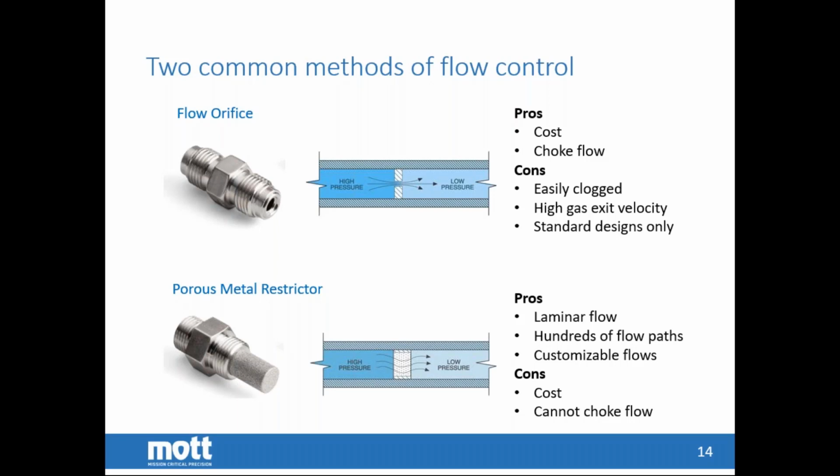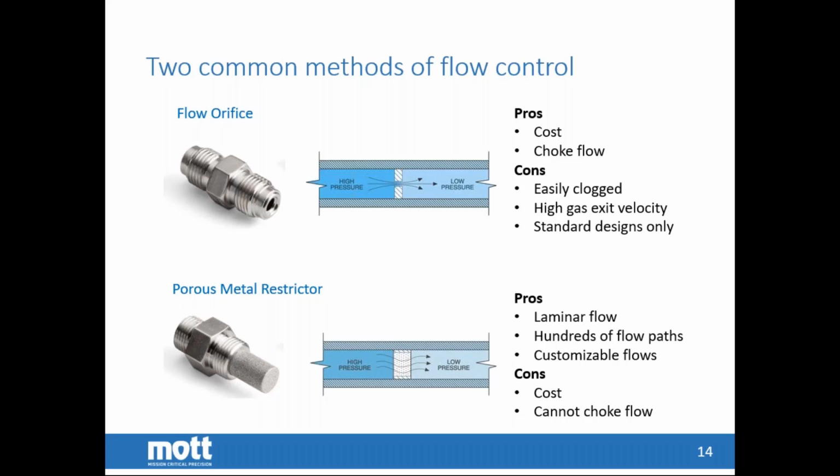An orifice is really a hole, and the gas is passing through a hole. One of the negatives of an orifice is that if you have something in the gas stream and it plugs that hole, you basically close off the flow of gas going through there. A Mott porous restrictor is going to have tens of thousands of pores in it, and if something covers one, you're still going to have that gas passing through the remainder of those pores.